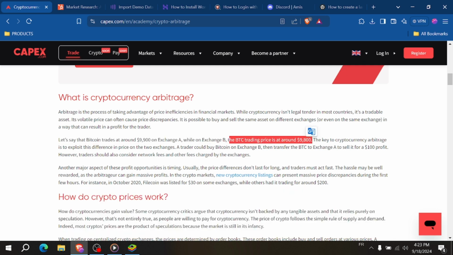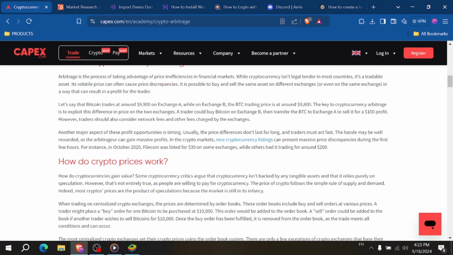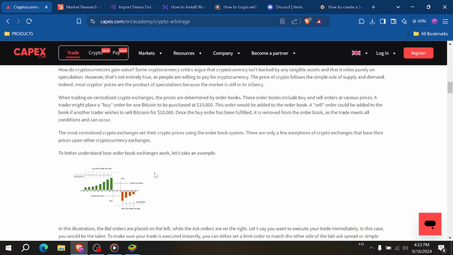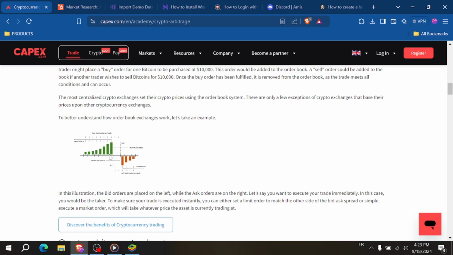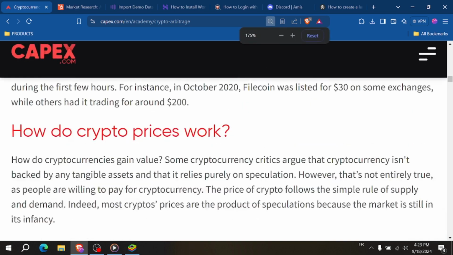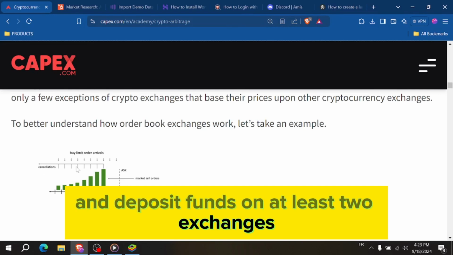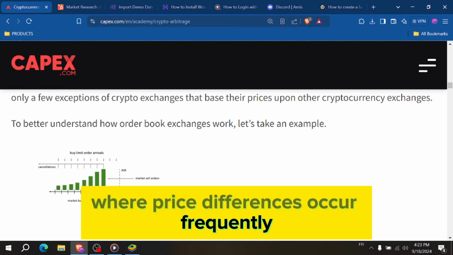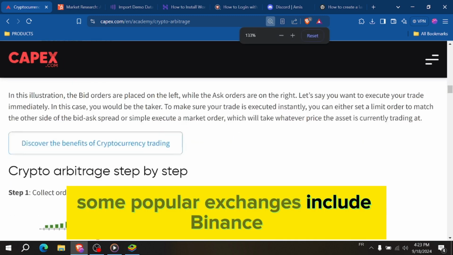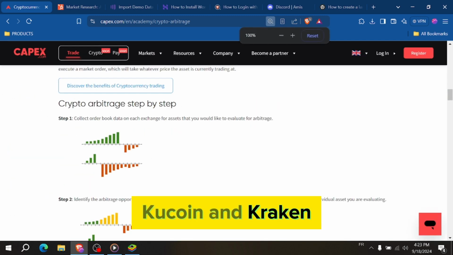To spot arbitrage opportunities, use platforms or tools like CoinMarketCap, CoinEcho, or dedicated crypto arbitrage software. These tools show the price of a coin on multiple exchanges in real time, so compare prices to identify profitable gaps. To take advantage of arbitrage, you need accounts on different exchanges. To sign up, verify your identity and deposit funds on at least 2 exchanges where price differences occur frequently. Some popular exchanges include Binance, KuCoin, and Kraken.